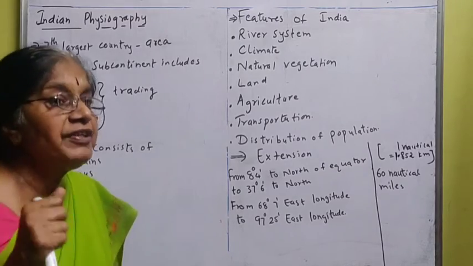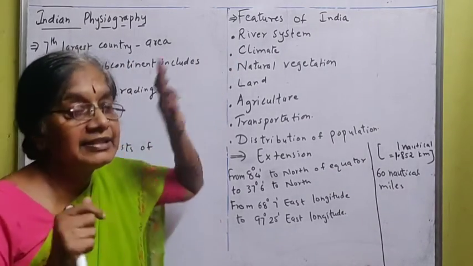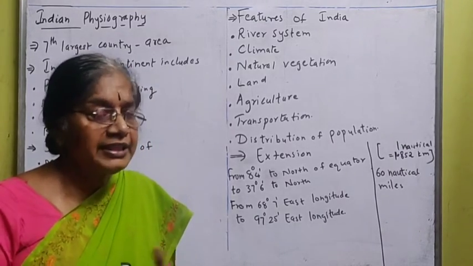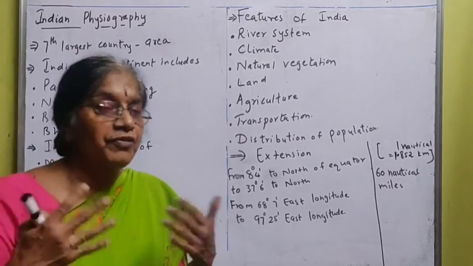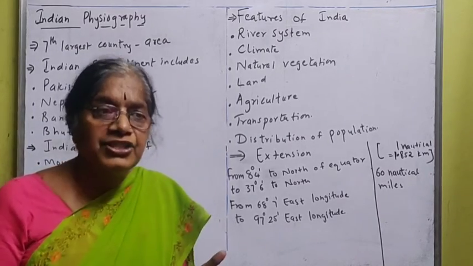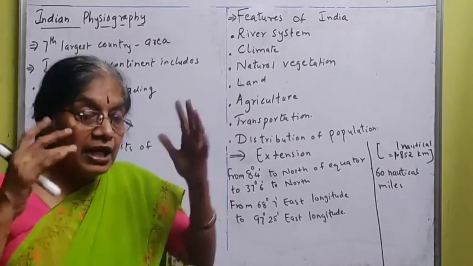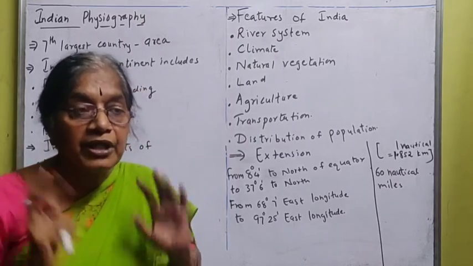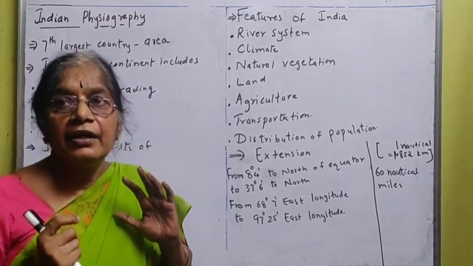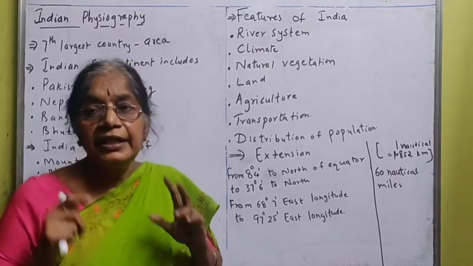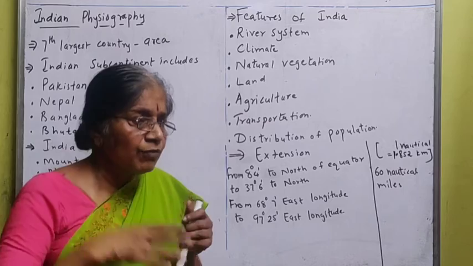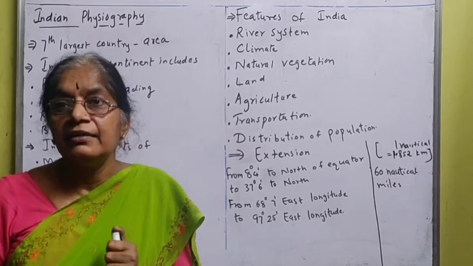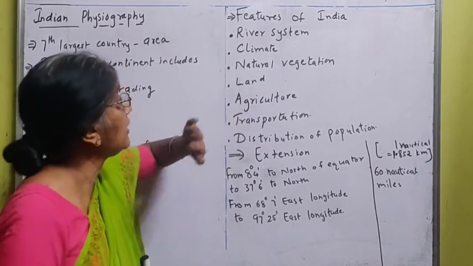Then what are the important features of India? India has a good river system, a sweet water river system. Sweet water is needed for all purposes: washing, drinking, agriculture, everything. Ganga is there, Krishna is there. Eight important rivers are there in India. Whole year water will be there in Ganga. So this river system is very helpful.